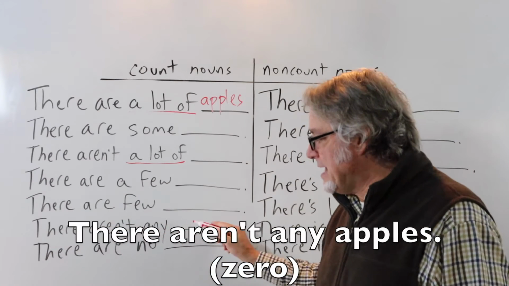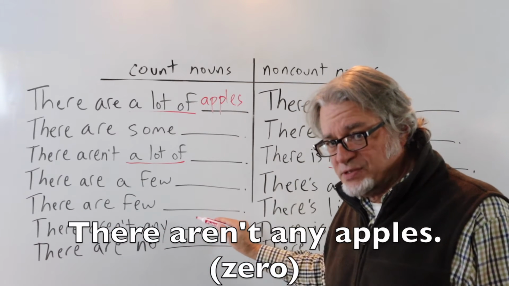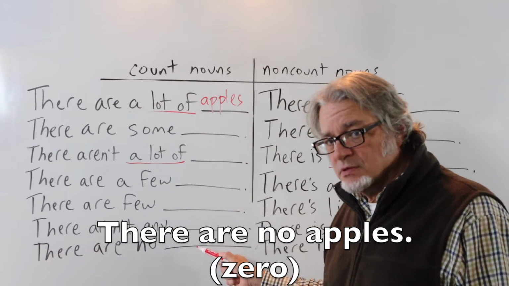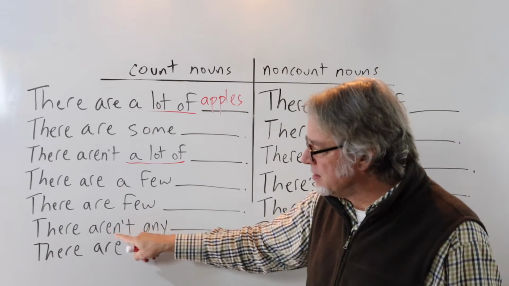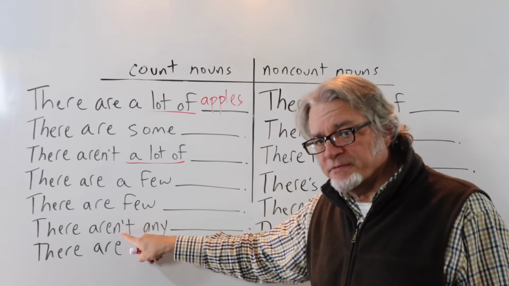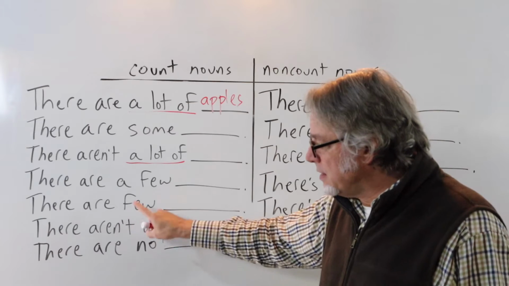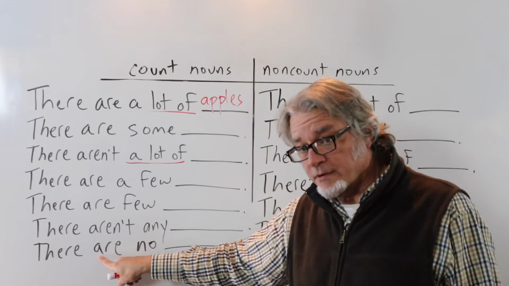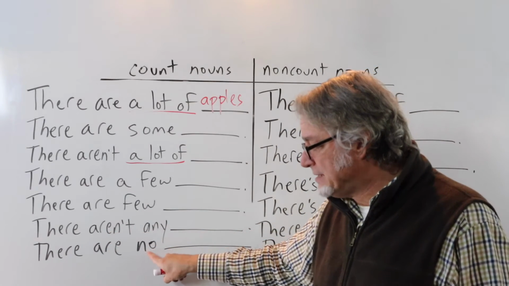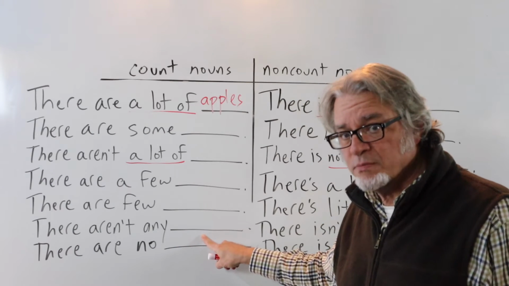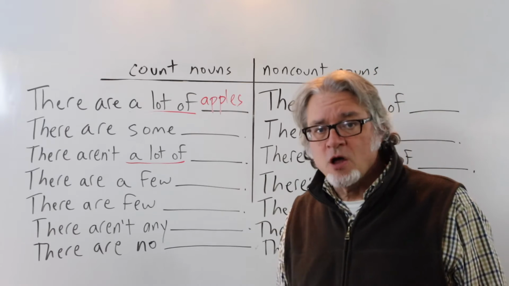There aren't any apples, that's 0, or there are no apples. Notice the difference here using the negative, not, and any. And here, this is affirmative, but the negative is here in front of the count noun, which is plural. There are no apples.